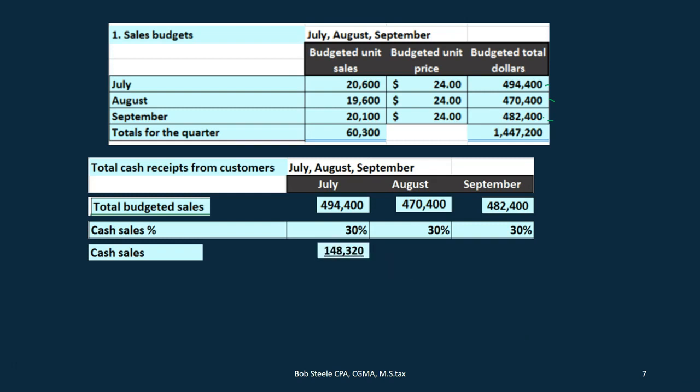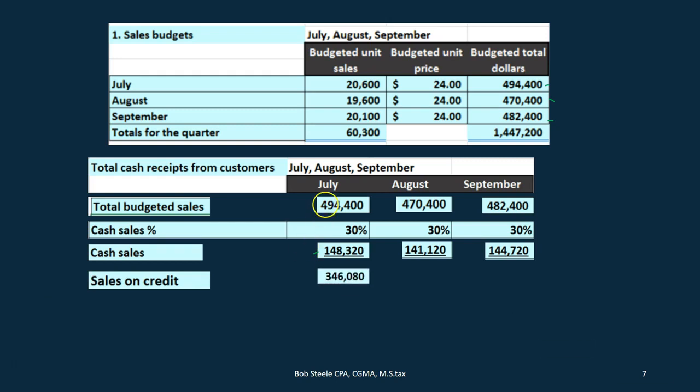So we're going to say that the cash sales are $148,320, which is of course the $494,400 times 30%. We have the $141,120 and the $144,720. So these are going to be the cash that's received for the sales made in July. So that's what we have at this point. Sales on credit then would be the $494,400 minus the $148,320, or of course this number times 70%, because if this was 30, then this would be times 70, and that would be the difference. So we have this number here and this number here. These are going to be the sales on credit.